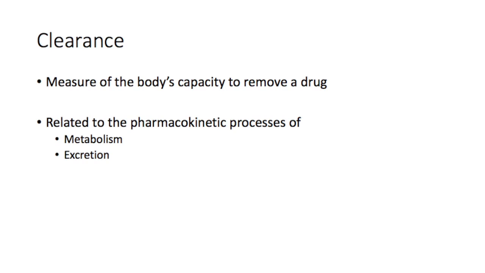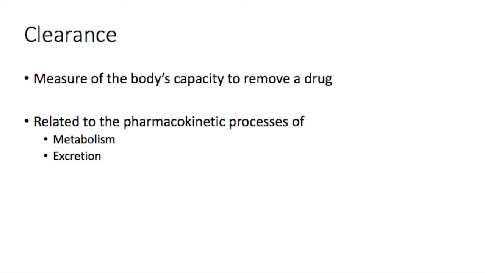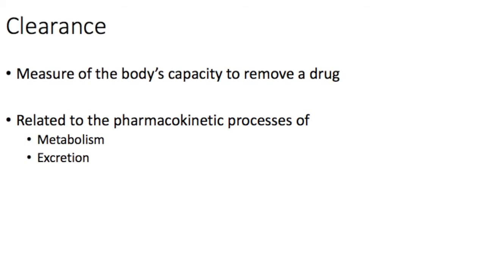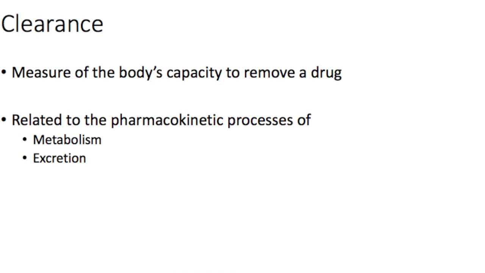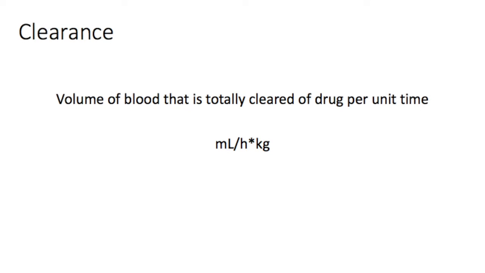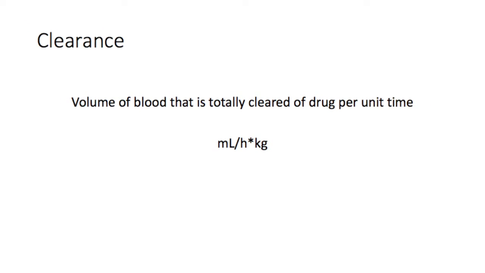If a drug is administered at a particular dose, the concentration will be lower the larger the volume of distribution is. Clearance is the parameter that reflects the body's capacity to remove a drug and is related to the pharmacokinetic processes of metabolism and excretion. Conceptually, clearance can be considered the volume of blood that is totally cleared of drug per unit time.